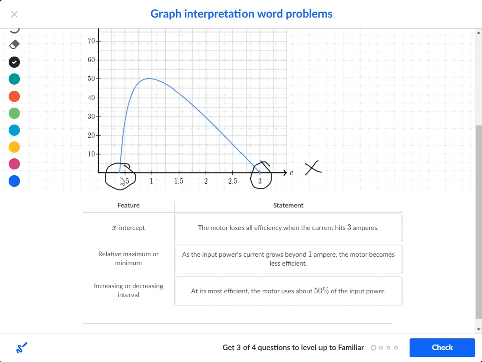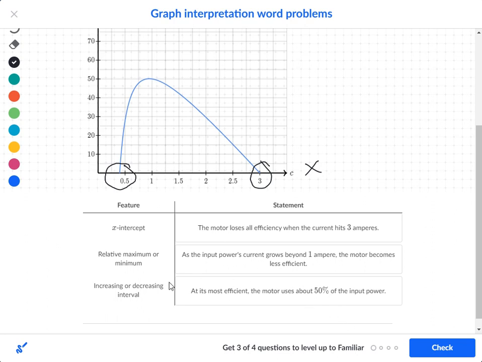So it starts right in front of 0.5, and it stops at 3. So all efficiency is lost when the current hits 3 amps. That means it basically turns off. So that's fine. Now the relative maximum: as the input power grows beyond 1 amp, the motor becomes less efficient. At its most efficient, the motor uses about 50% of its input power.